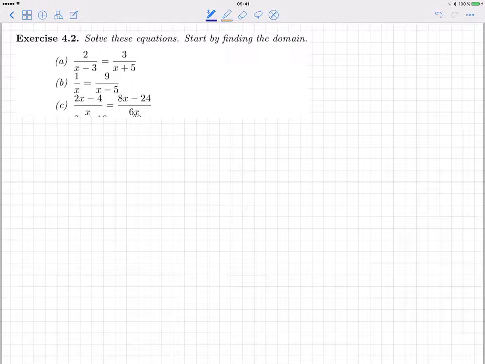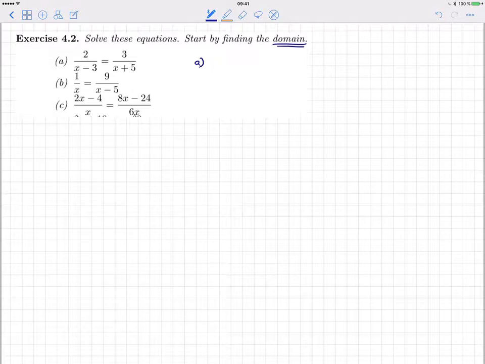So, a few fractional equations to solve. So we start always with the domain. We can, in theory, also settle the domain after we found some solutions, and then we can scrap out the extraneous solutions. But yeah, let's start at the beginning with this here.